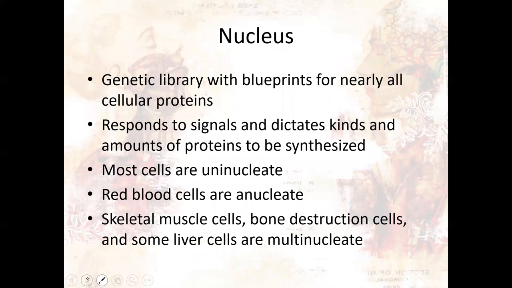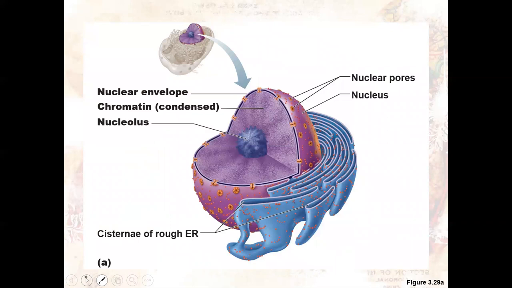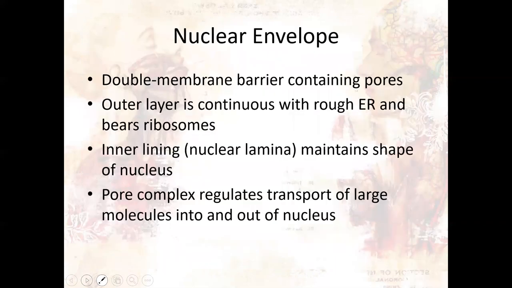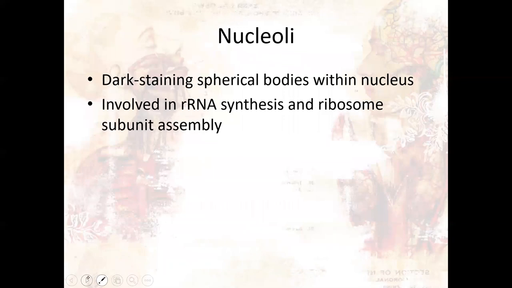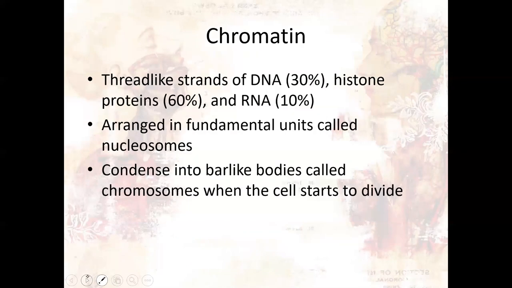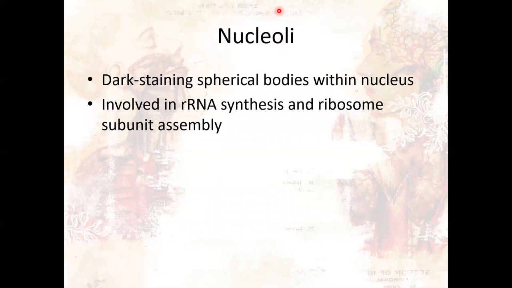The nucleus is the genetic house for everything on DNA, right? It's there. Not all cells have a nucleus. Red blood cells don't have a nucleus. Most cells have one, but skeletal muscle cells and some other cells will have more than one. There's our nucleus. The nuclear envelope's the membrane around the nucleus. And that dark body in the middle is called the nucleolus. The nucleolus is where ribosomes are made.